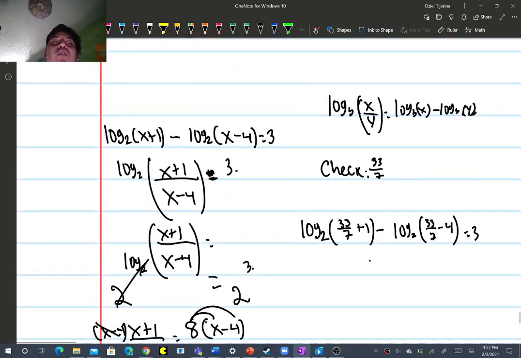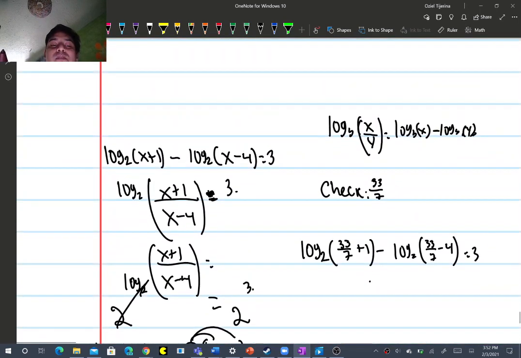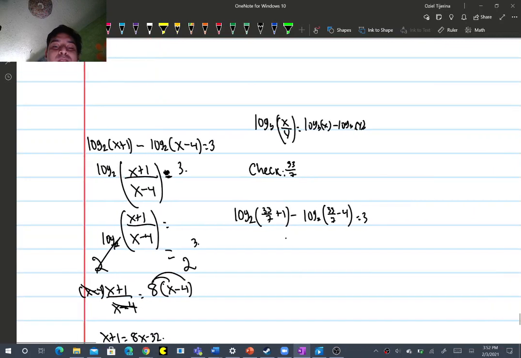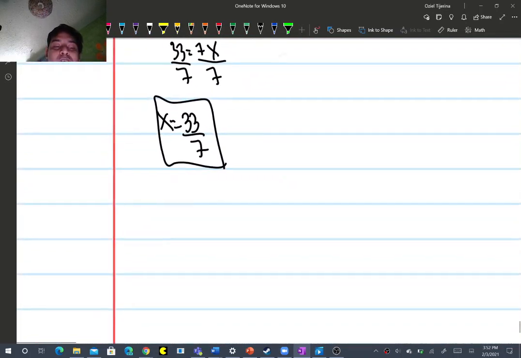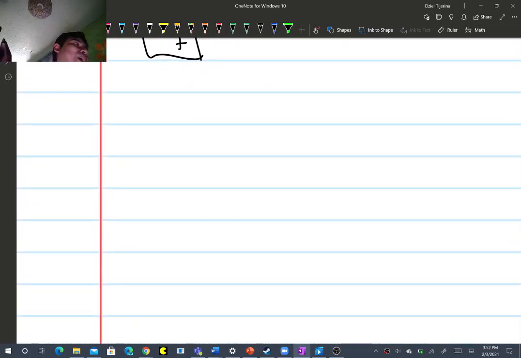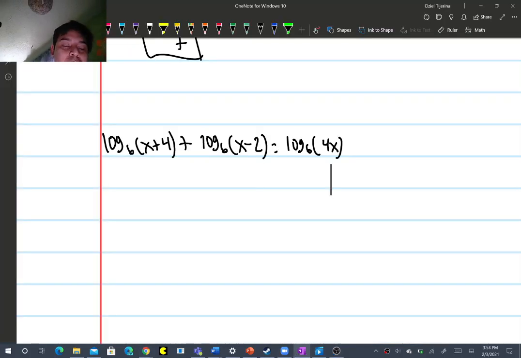You can do that for every equation because sometimes it's just better to be safe than sorry. Just to be on the safe side, I would always check on every equation. But yeah, I'm going to go over one more really quick, and then that'll be the end of the video. Okay, so we have this one, the log base 6 of x plus 4 plus the log base 6 of x minus 2 equals the log base 6 of 4x.